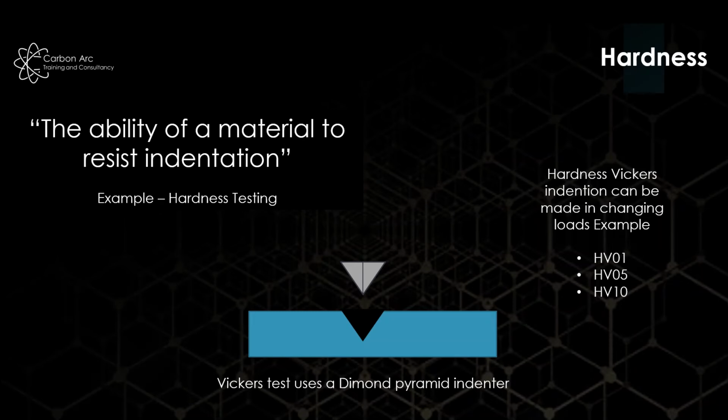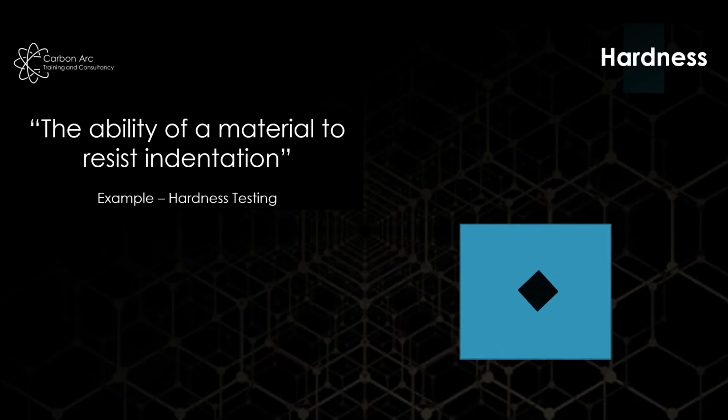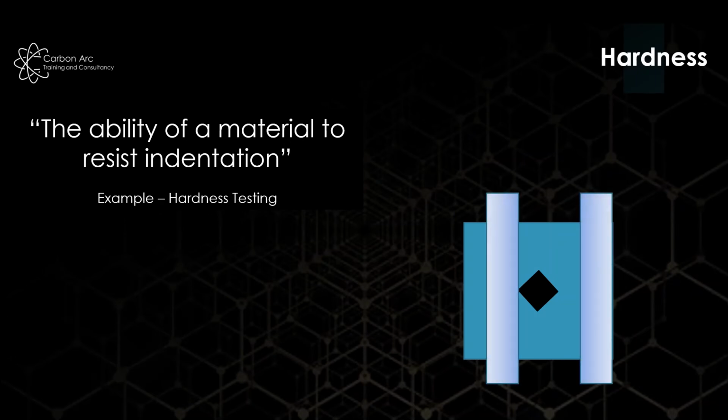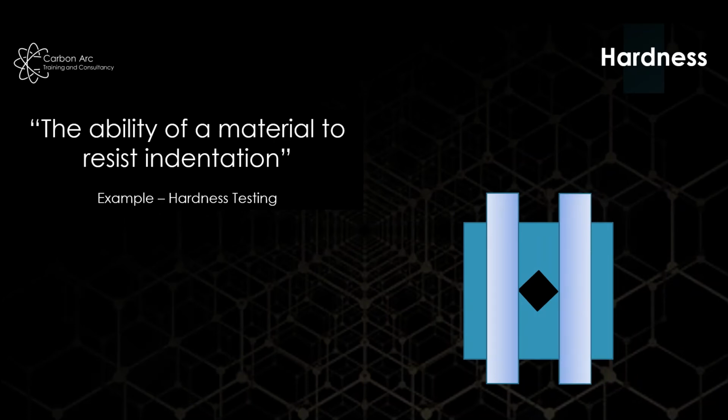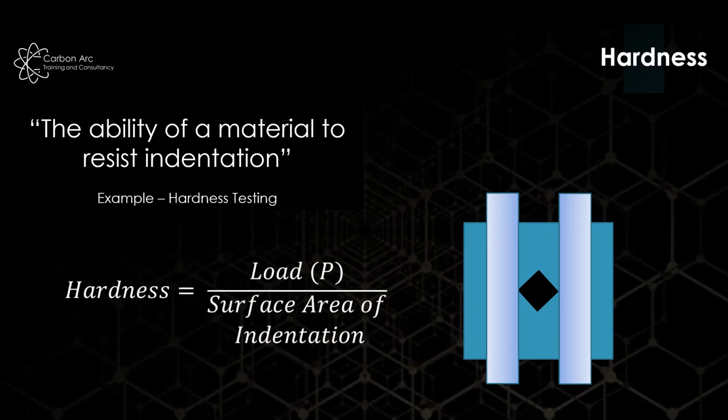Once we've applied that load and removed the indenter, we look down at the surface of our indentation, and through a microscope, we use slides which allow us to move in and measure the size of that indent. Then, because we know the load we applied and we know the surface area, because we can measure it, we can calculate the hardness through load over the surface area of our indent, and that will give us a result.